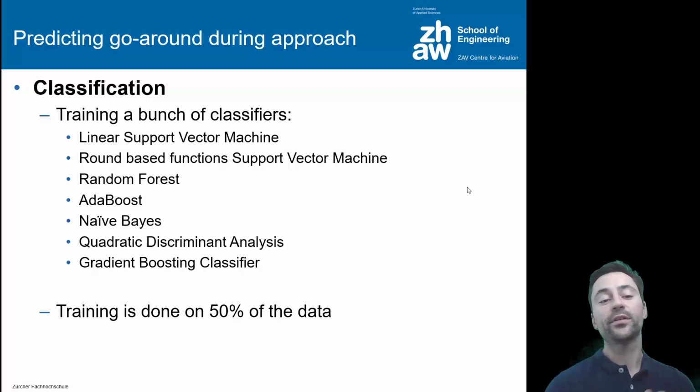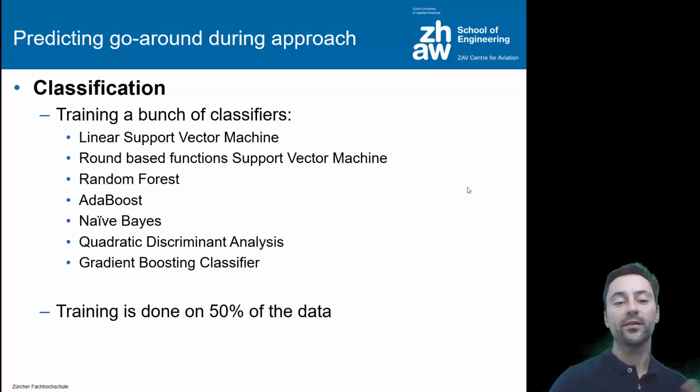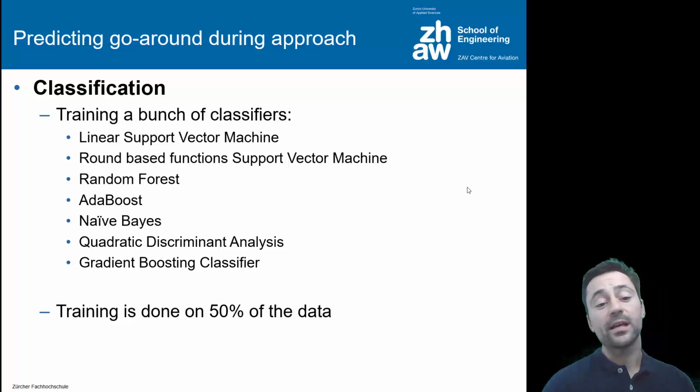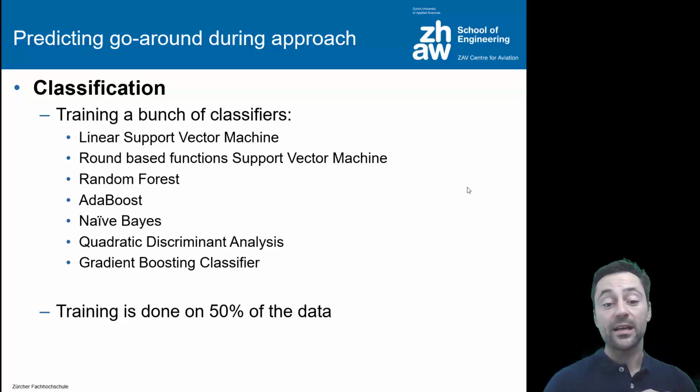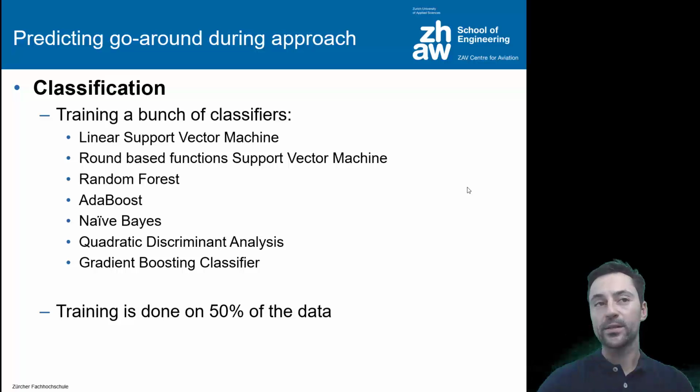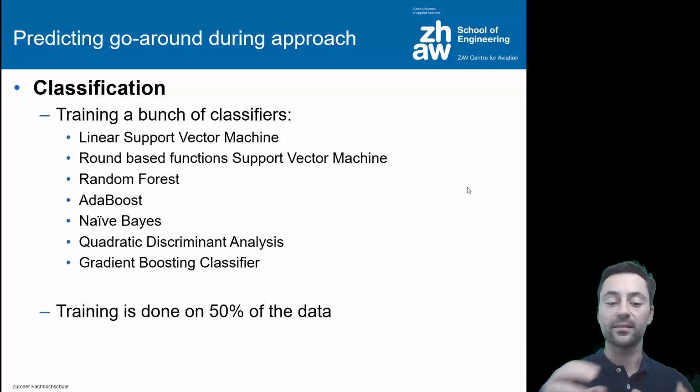So now let's talk about the different models we have used. We have just used very classical machine learning. We have tried a bunch of classifiers: linear support vector machine, radial basis function support vector machine, random forests, AdaBoost, naive Bayes, quadratic discriminant analysis, as well as gradient boosting classifier. To train those models, we have used only 50% of the data, and the other 50% is used as testing data.